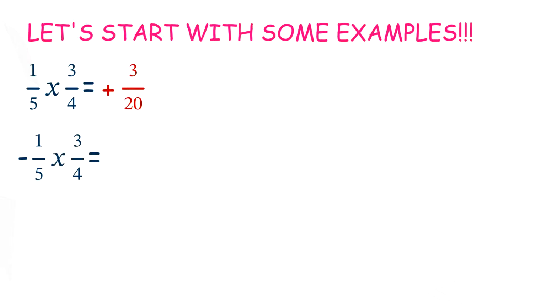Now, we want to multiply negative 1 over 5 and positive 3 over 4. What will be the result? You are right, the answer will be negative. Since the numbers are the same with previous example, we will get negative 3 over 20. Lastly, if we multiply negative 1 over 5 and negative 3 over 4, the answer will be positive again, like we did in multiplication with integers.